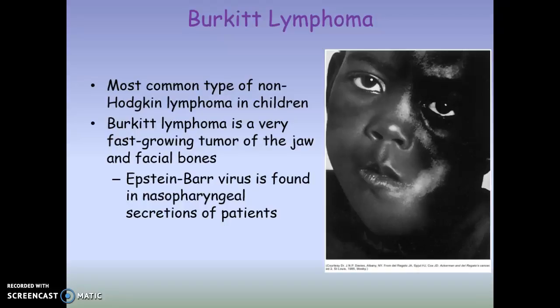Last cancer, this is Burkitt's lymphoma, and it's the most common type of non-Hodgkin lymphoma in children. It's called Burkitt lymphoma because Burkitt was the gentleman who discovered it. It's a fast-growing tumor of the jaw and facial bones. And again, this is caused or thought to be caused by Epstein-Barr virus.